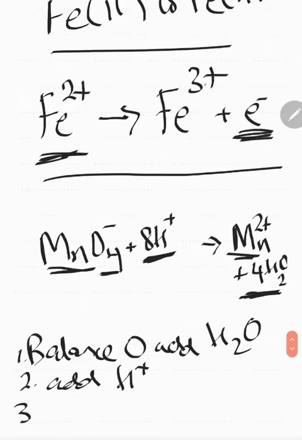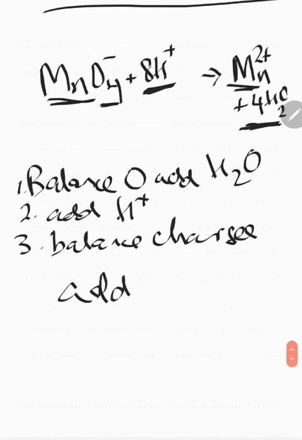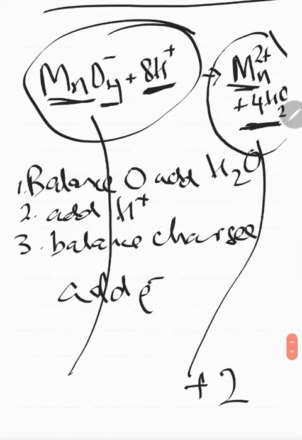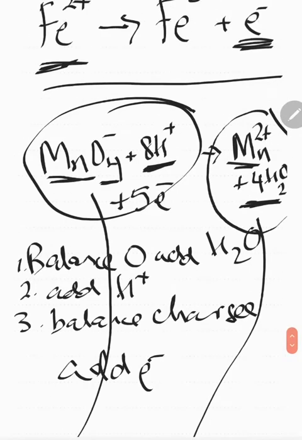So the last thing is balance charges. And to balance charges, add electrons. On the right hand side here, you have a total charge of +2. On the left hand side here, you have a total charge of +7. So I need -5 on the left hand side. So I'm going to add 5 electrons. That's balanced now on both sides.